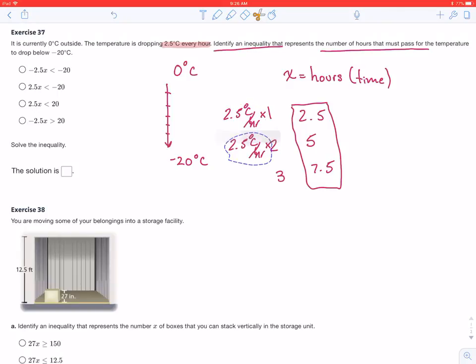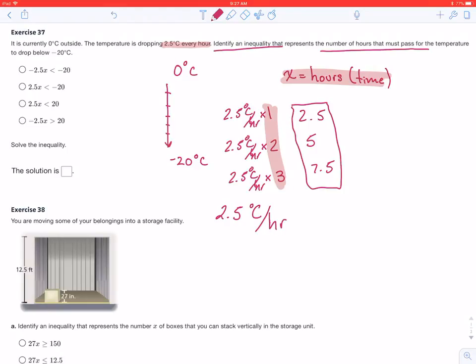And because I'm doing a multiplication operation, and because I don't know how many hours are actually passing by, that's what I'm trying to figure out, and I have something that represents it, I'm going to need to do 2.5 degrees Celsius per hour multiplied by x. And this tells me how much the temperature has dropped after a certain amount of time. And I'm trying to figure out what x has to be so that I drop below negative 20 degrees.